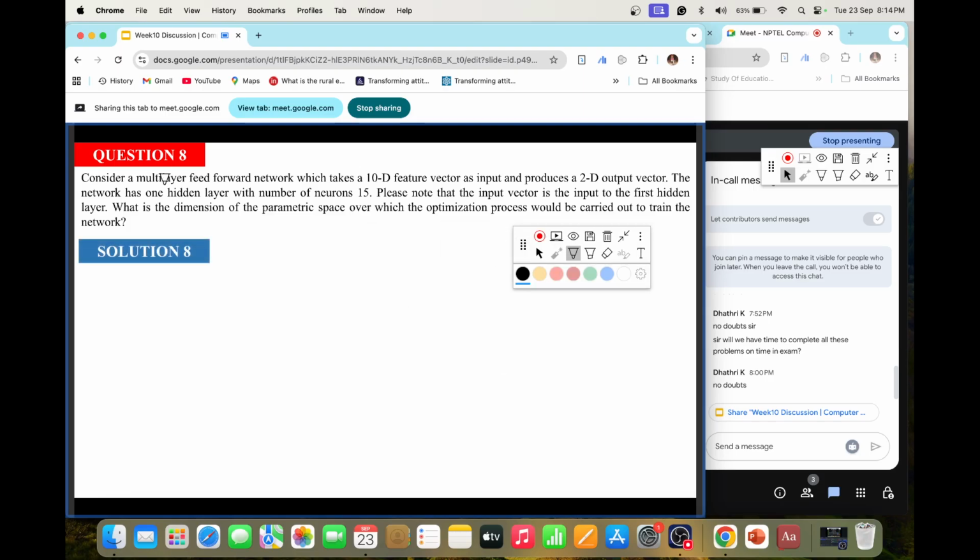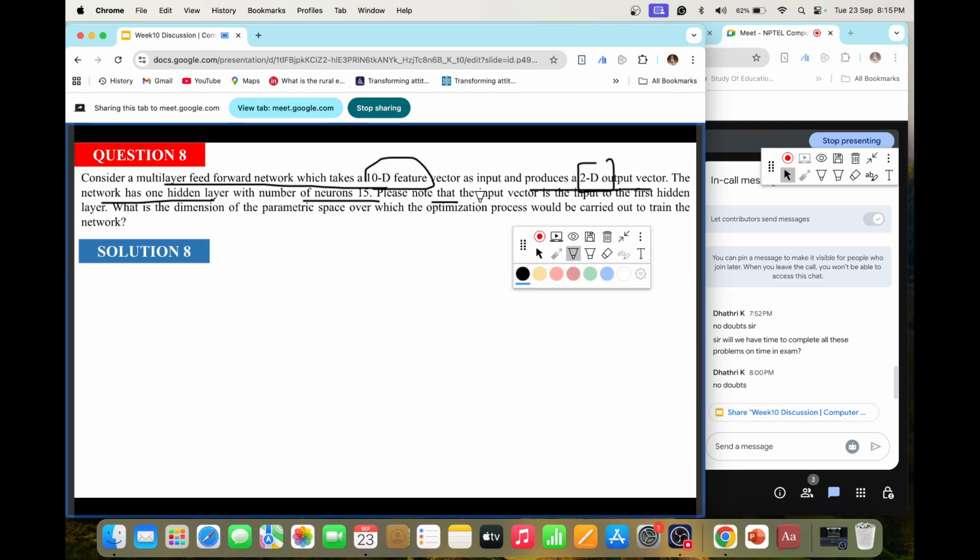Now we are left with the last 3 questions, and by this we will end the session. So consider a multi-layer feed-forward network with a 10D feature, that means you have 10 inputs, and it produces a 2D output, that means you will have 2 neurons in the output. The network has only one hidden layer with 15 neurons. So 10 neurons in the input, 2 neurons in the output, 15 neurons in the hidden layer.